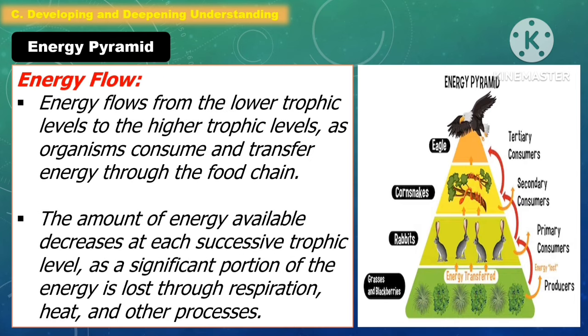Energy flows from the lower trophic levels to the higher trophic levels, as organisms consume and transfer energy through the food chain. The amount of energy available decreases at each successive trophic level, as a significant portion of the energy is lost through respiration, heat, and other processes.